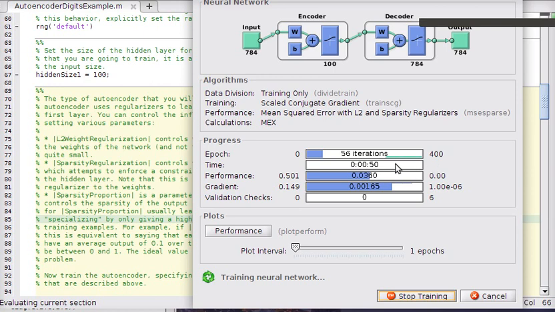Alright, so we're back, and that took about 8 minutes. Not too bad. We can see that the maximum epoch was reached. So we did not reach our performance goal, which was 0. That's pretty low. And our gradient stayed above 1 times 10 to the minus 6 power. And we had no validation checks. Okay, so now what's going to happen?